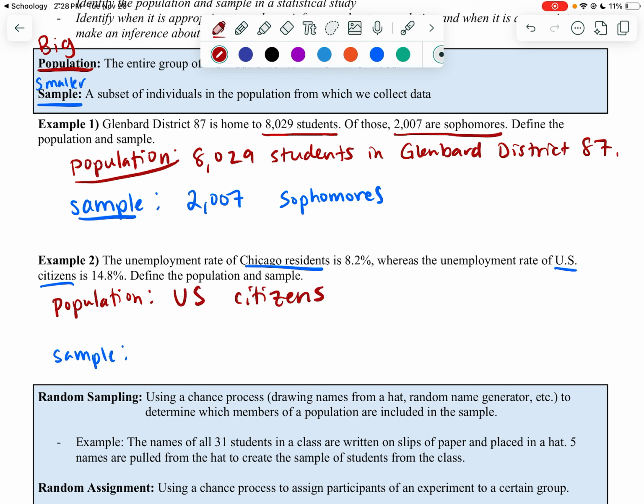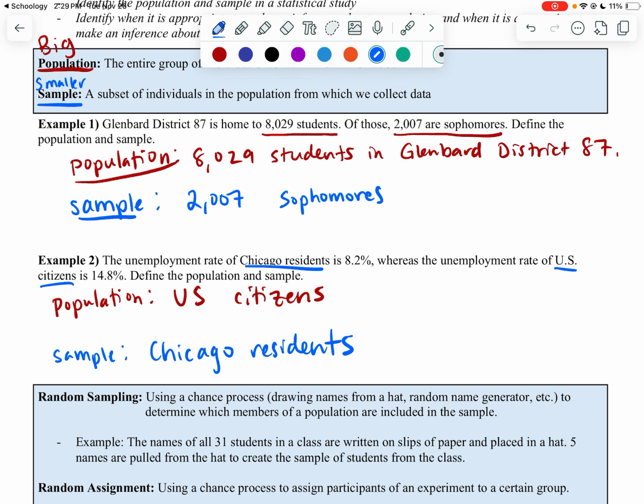right? And then the subgroup of that, so the sample, is the smaller group. That's just the people that live in Chicago, right? Chicago residents. Okay, so population's the bigger group, sample's the smaller group.